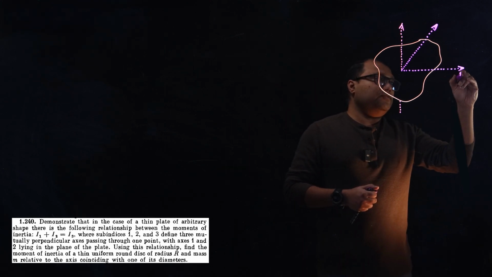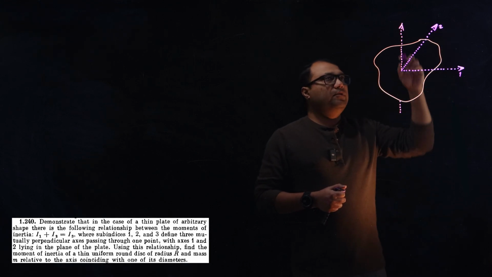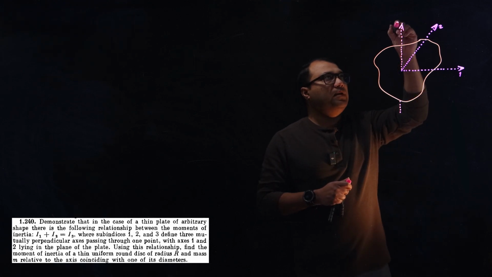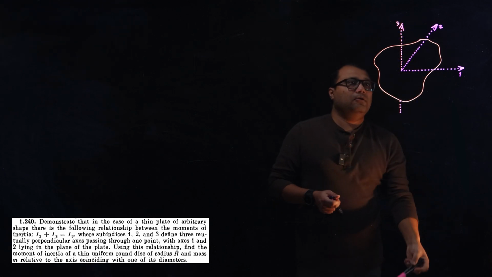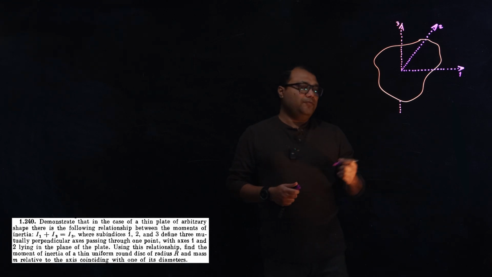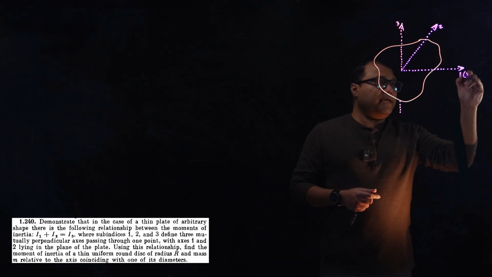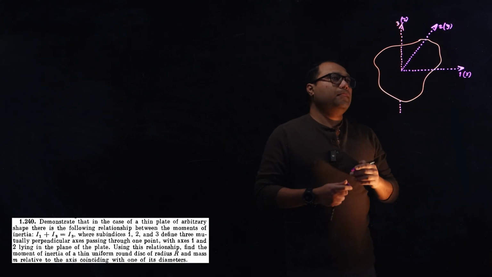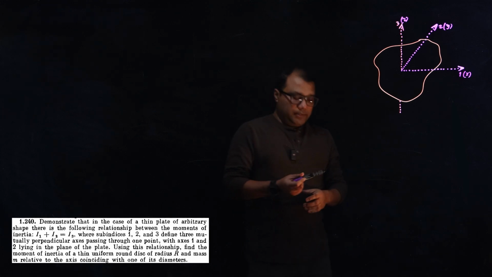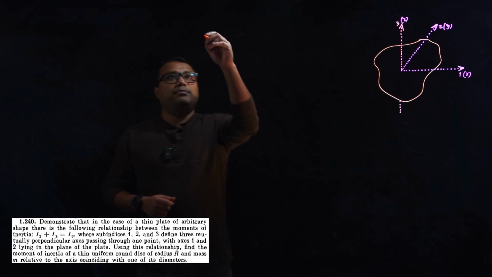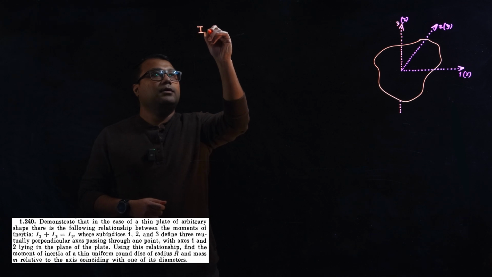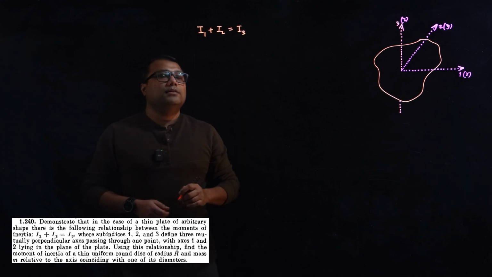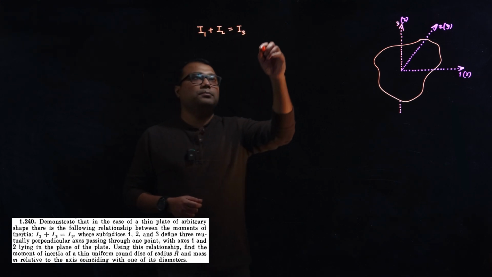Now in the question it says 1 and 2 are in the plane of the plate, and the third axis 3 is perpendicular to both 1 and 2. For our convenience, let's assume this is the x-axis, this is the y-axis, and this is the z-axis. Now what we need to establish is I1 plus I2 is equal to I3. This is called the perpendicular axis theorem.